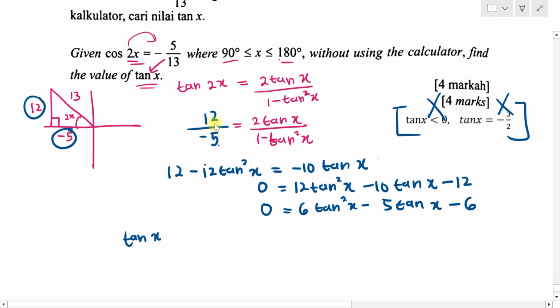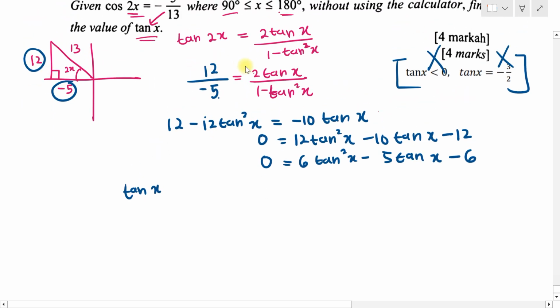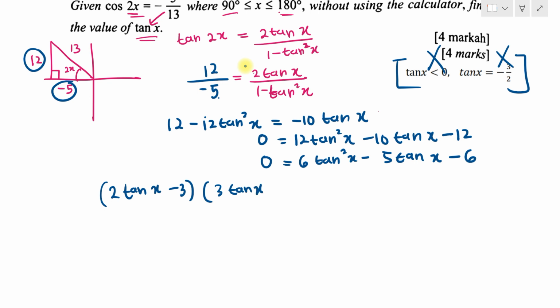So 12 opposite over, try once again, opposite over adjacent. Okay, betul lah kalau saya buat. So tangent x, 2 tangent x minus 3, and then 3 tangent x plus 2.